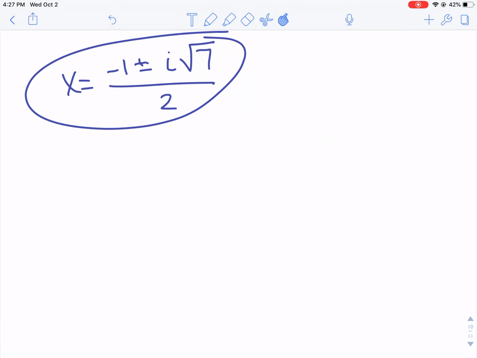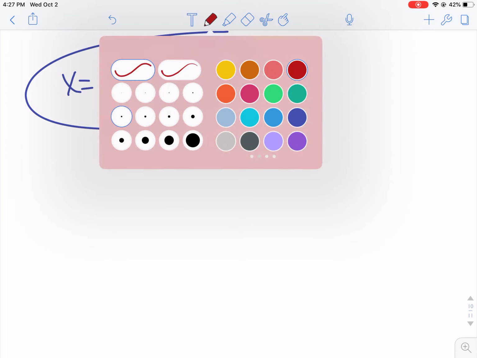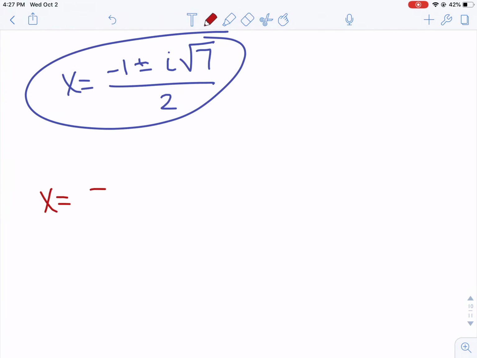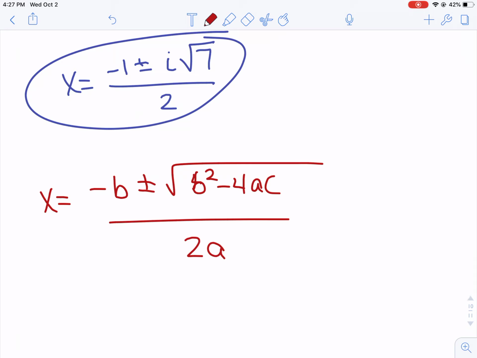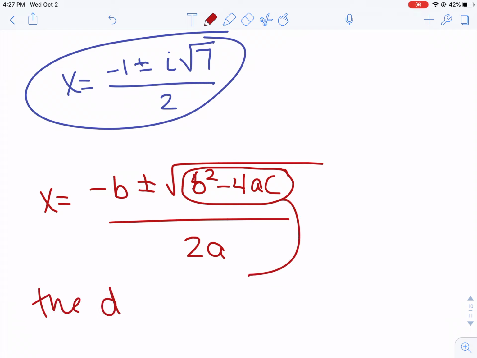Okay, so in the quadratic formula, I'm going to write the quadratic formula again. So you have x equals negative b plus or minus the square root of b squared minus 4ac, all over 2a. So this b squared minus 4ac, this is what we call the discriminant. And what you can use the discriminant to do is to identify how many solutions you're going to have without having to do the quadratic formula, okay?